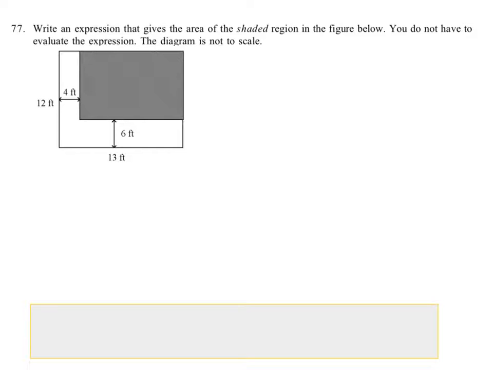Go with the numbers. So anyway, we've got a full length here of 12, and if I want to find this, I go the full length, take away what it doesn't go to, so I say 12 minus 6. That's the length, okay? And we're going to do that times the width. And what's the width? The width is this full 13 feet, but take away that last 4 feet because we don't go that whole 13 feet. We go 13 minus the 4. So we say 13 minus the 4, and that's what we get for an answer, okay?